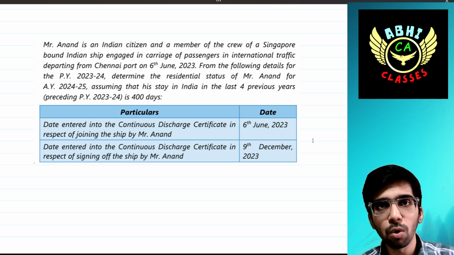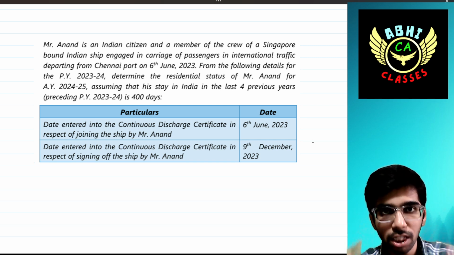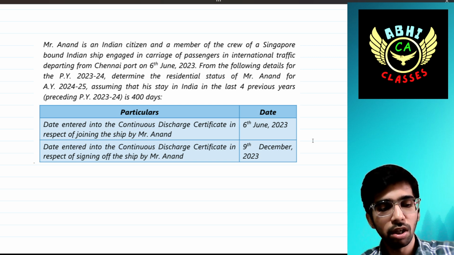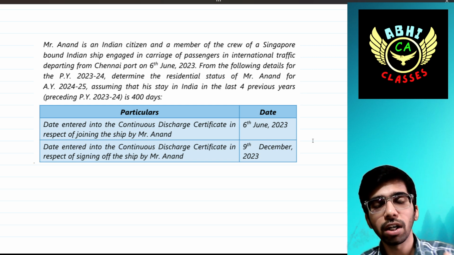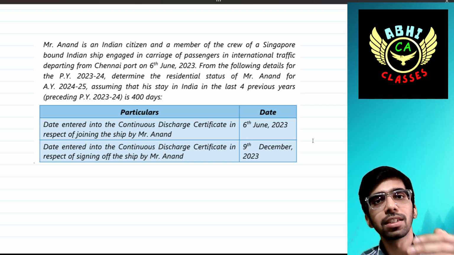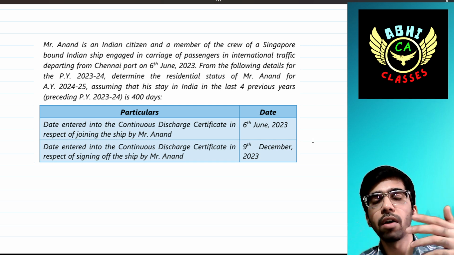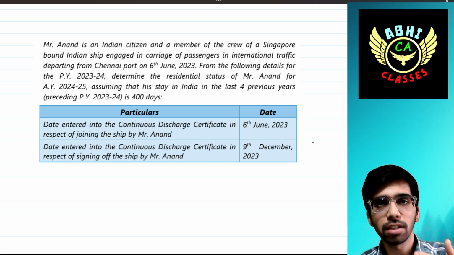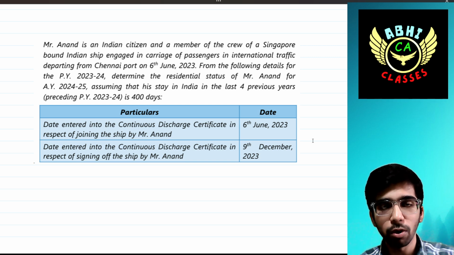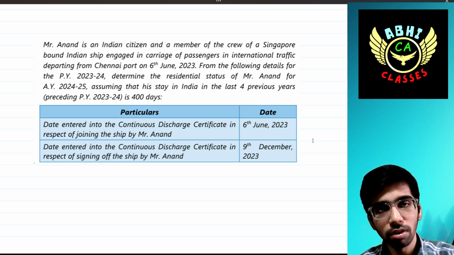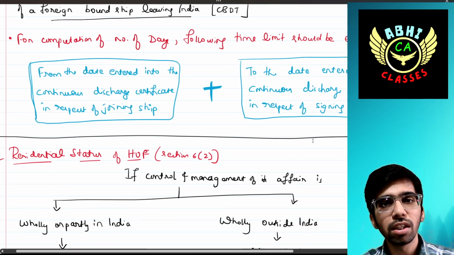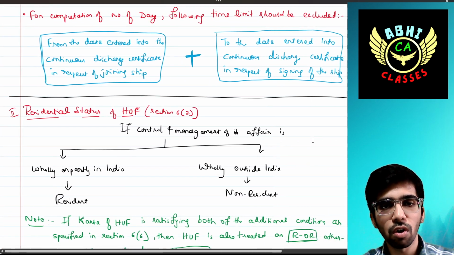Why should we exclude that 187? Because for this period he is not there in India. We should exclude that from 366 days. So the number of days he stayed in India is 179 days, which is below 182 days, because for an Indian crew member only the first basic condition should be seen. It is less than 182 days, and he is treated as non-resident. Simple, very understandable.